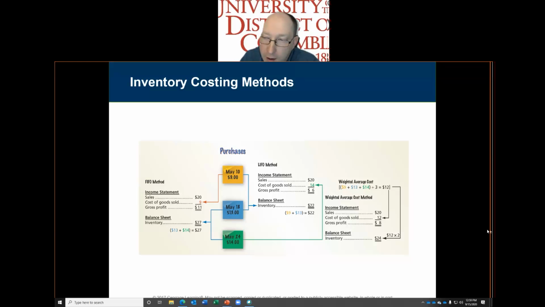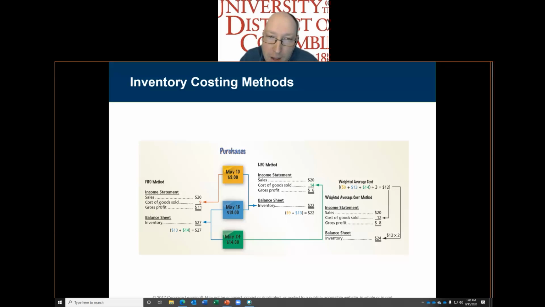The other one that I like the most here is first in, first out. The reason why I like first in, first out is because the gross profit is the highest here at $11. But Osman's selection of last in, first out is also good because it has the lowest inventory balance. And weighted average is a good response as well because it uses the average of all three, right? And that's a good reason as well.